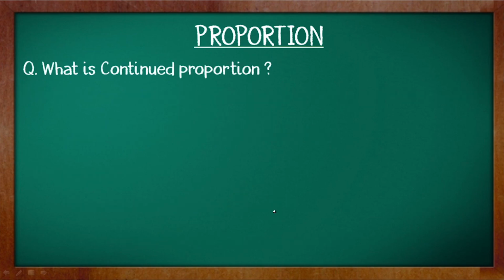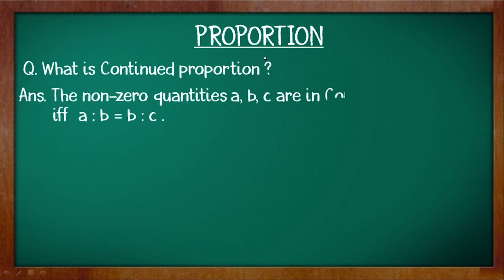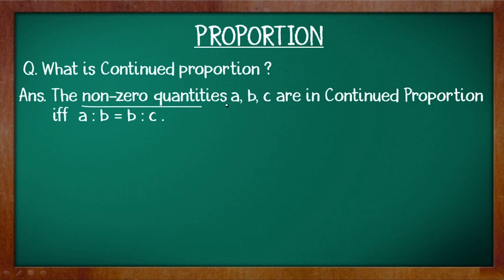Moving on, let us now see what a continued proportion is. The non-zero quantities a, b and c are in continued proportion. There are three terms a, b and c. They are all non-zero and they are said to be in continued proportion if and only if a is to b is equal to b is to c. Here a is to b, but we again repeat with b only. B is to c. So a is to b is equal to b is to c.